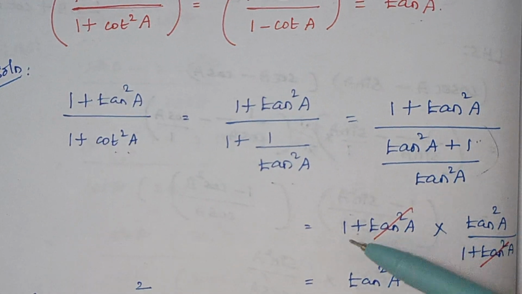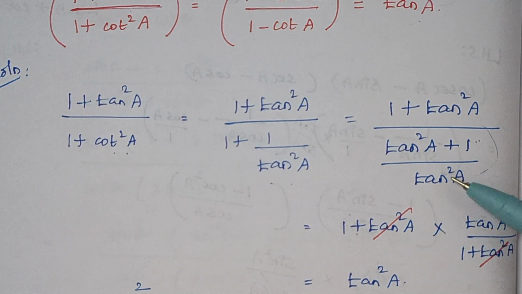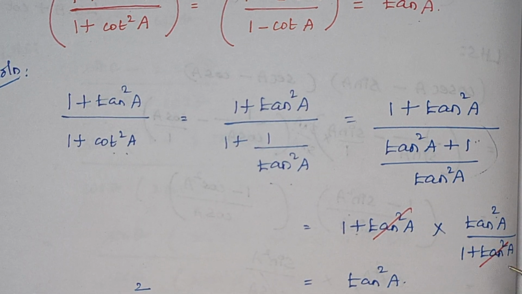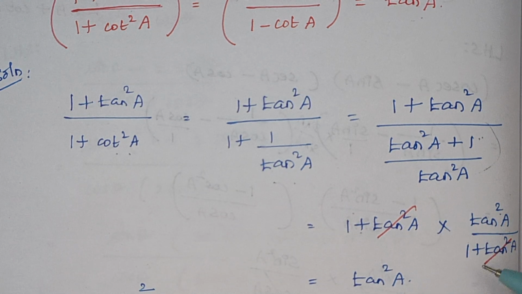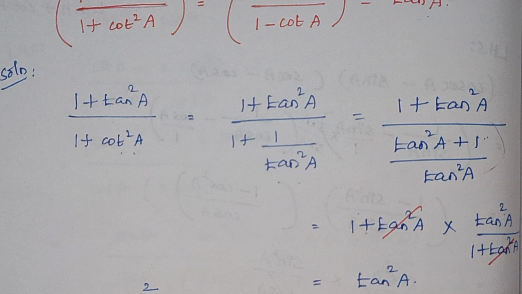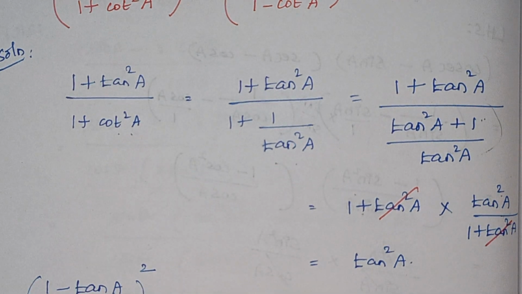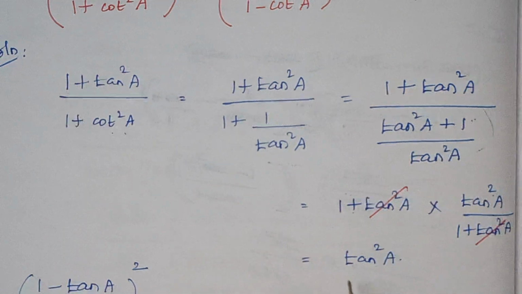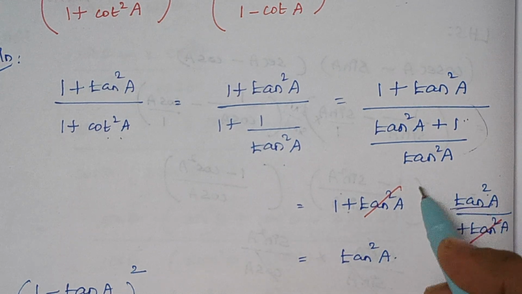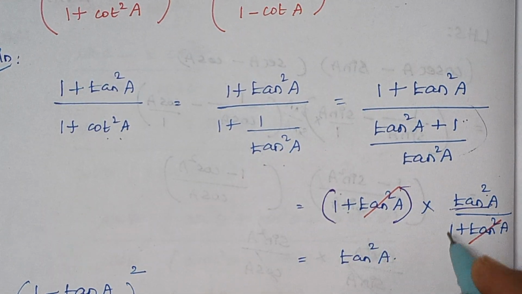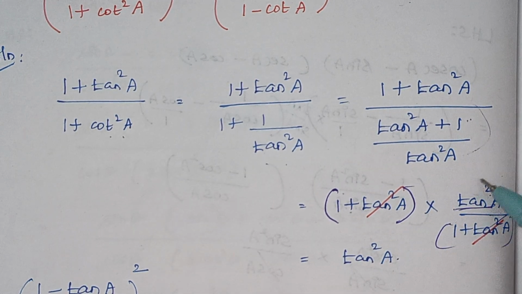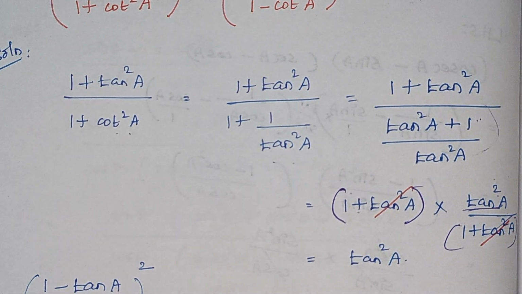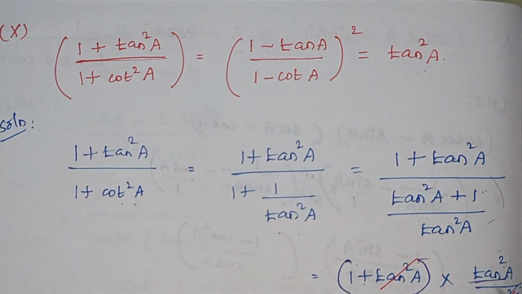So here it is 1 plus tan square A into tan square A by 1 plus tan square A. So here these two terms get cancelled, and finally we will be having tan square A, right? So these two form one term and these two form one term, so these two terms get entirely cancelled. Finally we have tan square A, right? This is what we needed to prove.